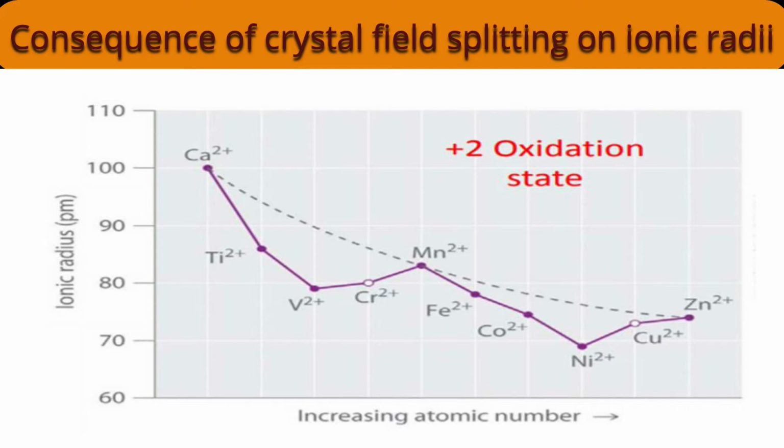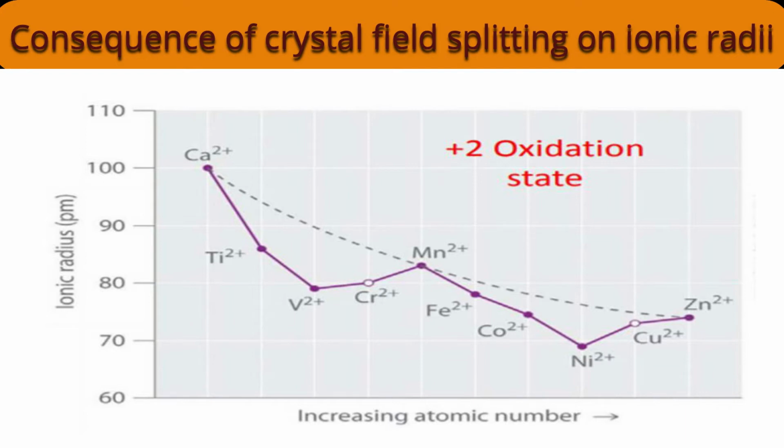So by the dotted line, whatever the curve was shown, that was our expectation. But surprisingly, practically, we found many metal ions are smaller than expected. On what ground can we explain? Yes, crystal field theory, splitting and distribution of electrons come to our help.